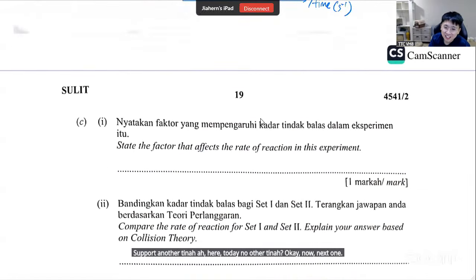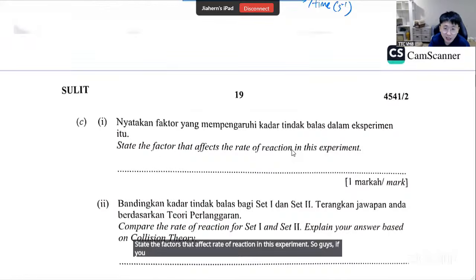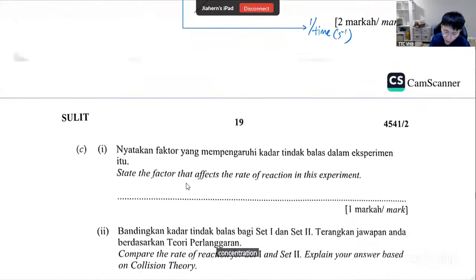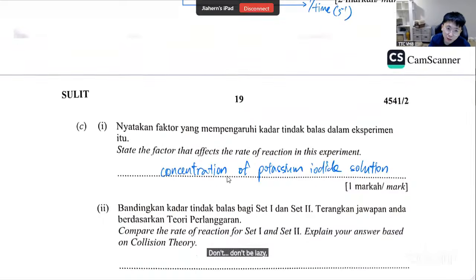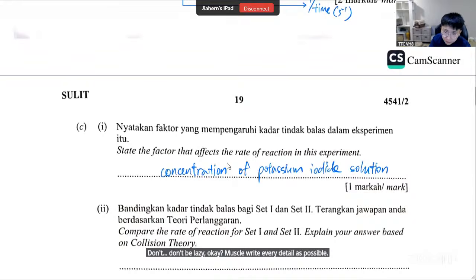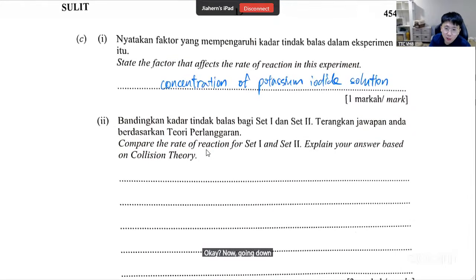Okay, next one. State the factor that affects rate of reaction in this experiment. Guys, if you hear this, you say, teacher, I know, concentration. You write concentration. Congratulations, no mark. Why no mark? Because it's not detailed enough. You must write concentration of potassium iodide solution. Guys, I warn you, in your coming exam, don't be lazy. You must write every detail as much as possible. Now, going down, compare the rate of reaction for set 1 and set 2. Explain your answer based on collision theory.